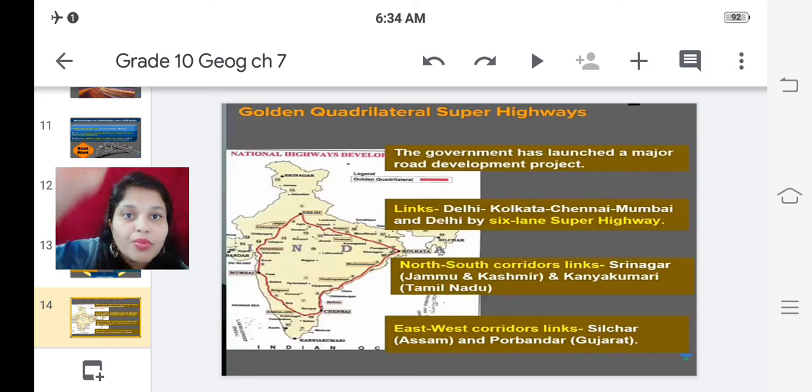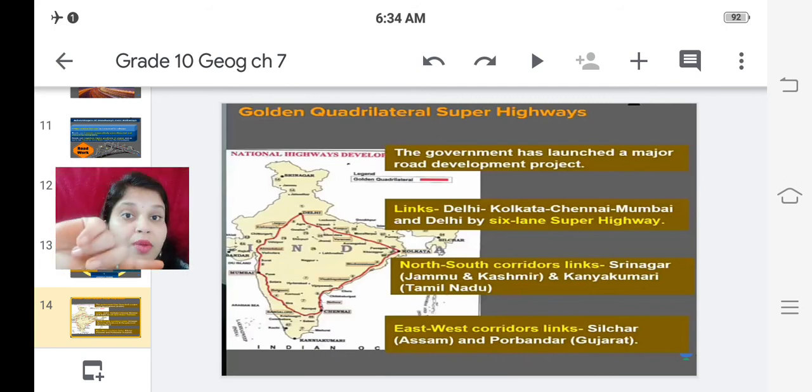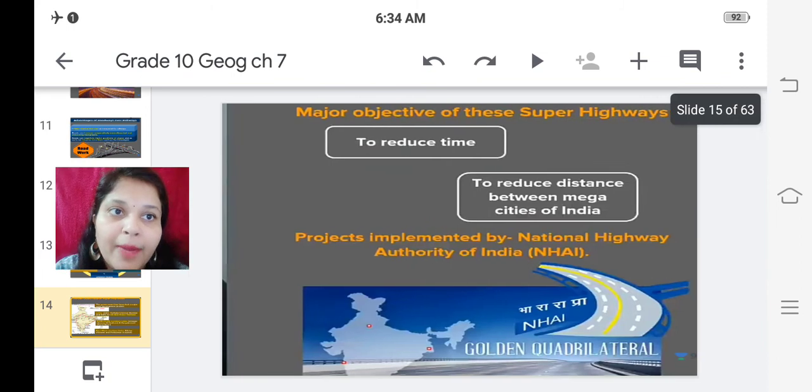Okay, from north to south it is called the north-south corridor, and the east-west corridor connects Silchar, Assam in the east to Porbandar, Gujarat, which is the extreme west of our country. So it links not only these 4 major cities of our country, but also the north-south corridor and east-west corridor. So it is very, very important. You have to keep it in mind.